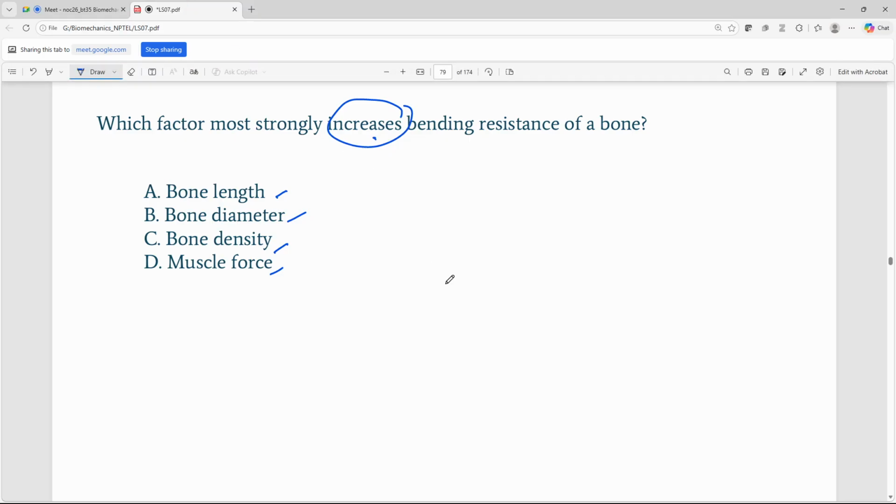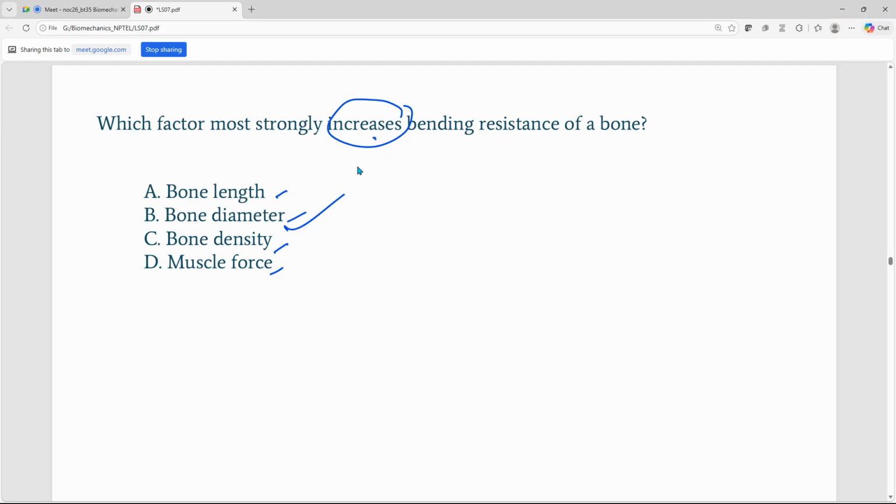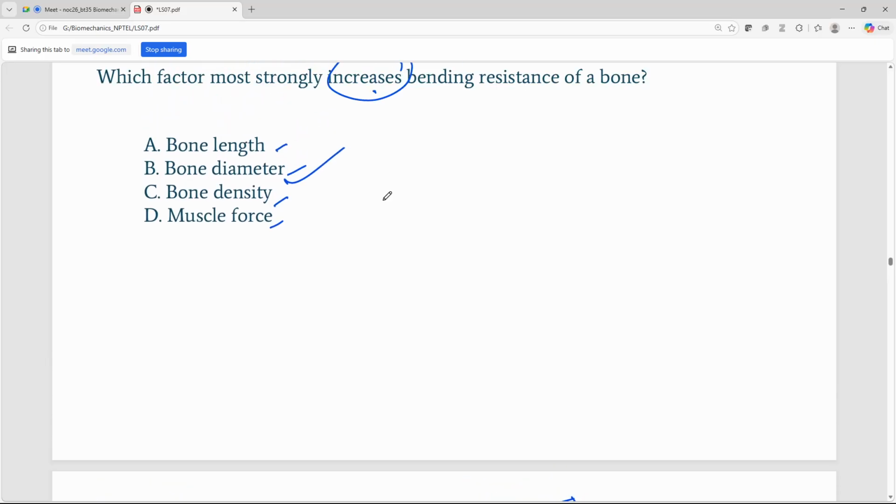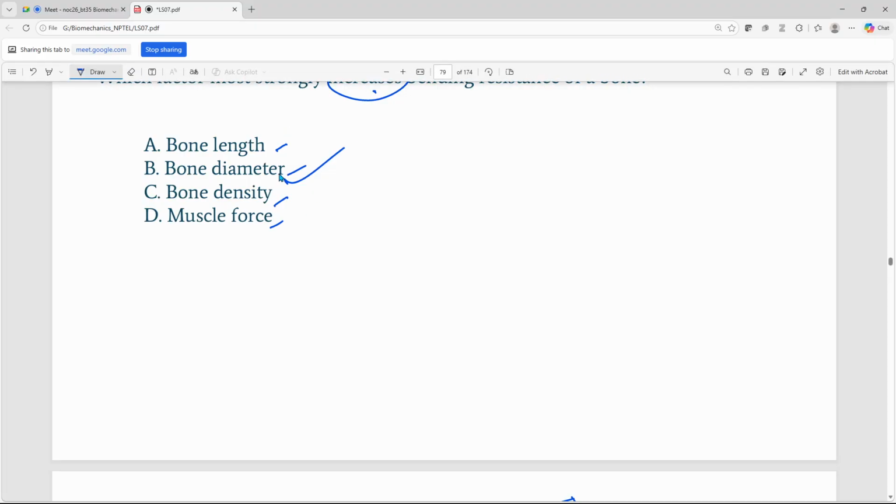The answer is option B, bone diameter. That is pretty intuitive. Think about bending two materials of the same length but different diameters. The one having the larger diameter will be difficult to bend. From the given options, bone length, that is increased length, will help in bending. Actually, it is in favor of bending, while bone diameter is against that.